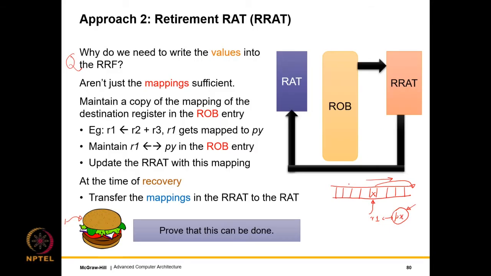So let me illustrate this slightly better. Let us assume that there is one instruction after the mispredicted branch where R1 gets mapped to Py. Of course after this instruction is renamed, all subsequent instructions will see R1 mapped to Py. But nevertheless Px will still be alive, it will still retain its value.